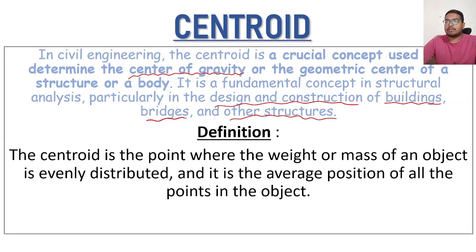The centroid is the point where the weight or mass of an object is evenly distributed, and it is the average position of all the points in the object. Let's read this again. Centroid is a point where the weight or mass of an object is evenly distributed. So if this is the centroid of this object, the weight is evenly distributed on both sides of this pen. That is why it is in equilibrium and standing here, or else it would have fallen apart like this. And it is the average position of all the points in the object.